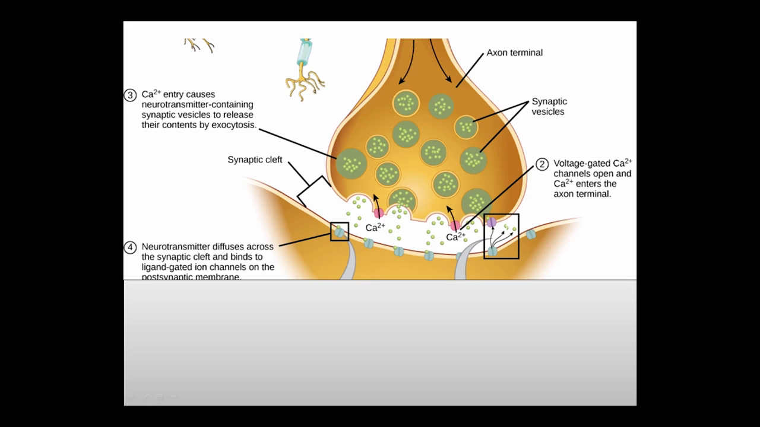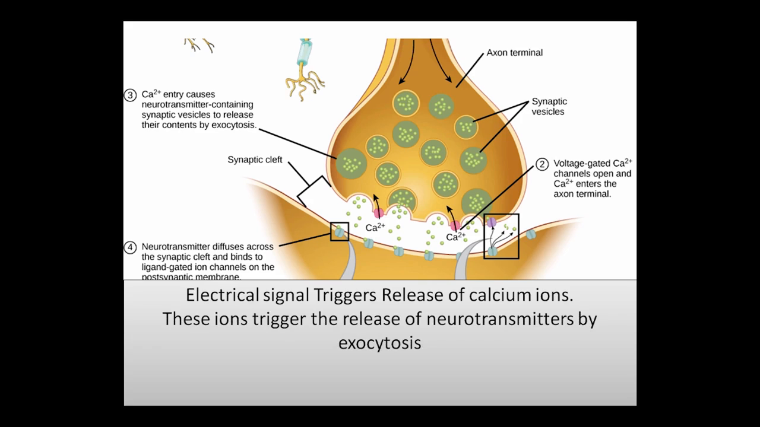Well, once again, we have another signaling mechanism, which is going to cause exocytosis of a neurotransmitter. So the electrical signal is going to trigger the release of calcium ions. And these calcium ions, their job is to trigger the release of neurotransmitters by exocytosis. So this is a cellular signaling mechanism where calcium ions are the second messenger, and their job is to trigger those neurotransmitters to be released.